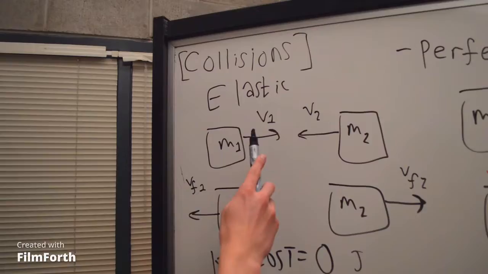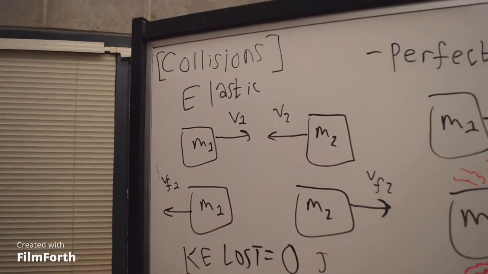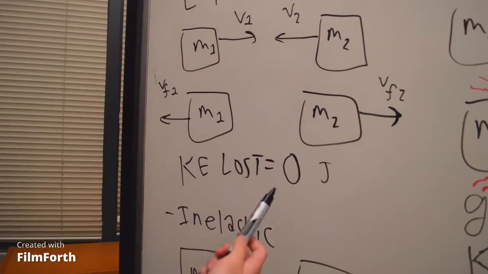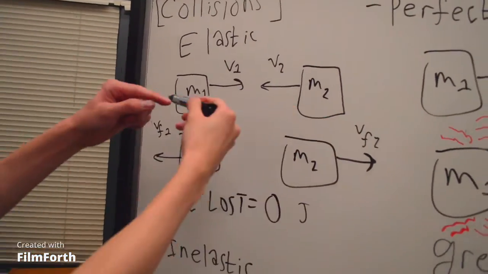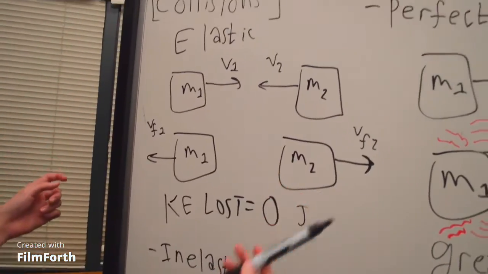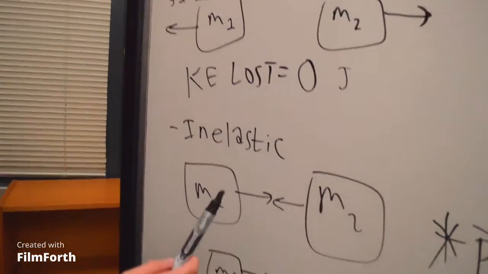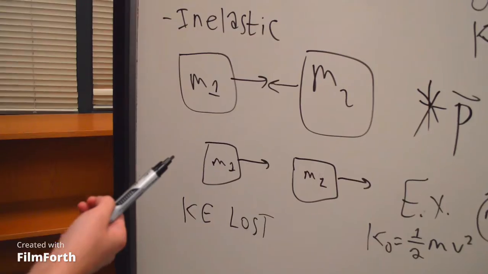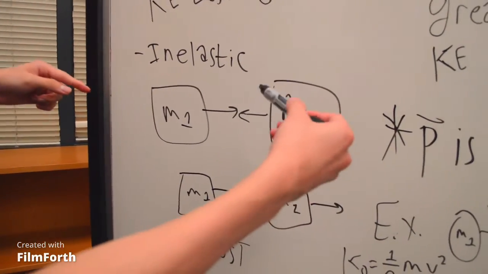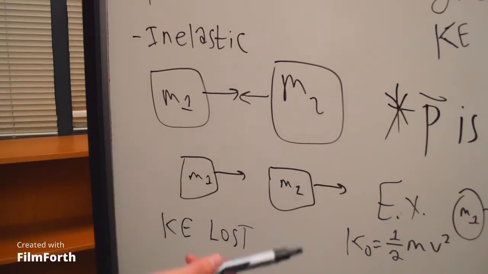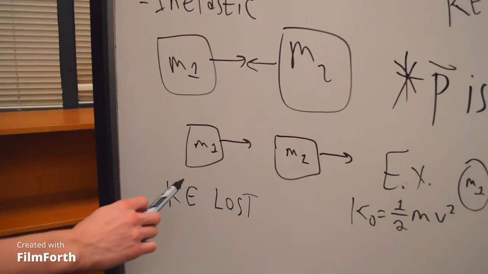In elastic collisions there's zero kinetic energy loss, hence you can see why I'm saying that it never happens in real life. What happens is the two masses go towards each other and then they bounce off in the opposite directions. So let's talk about inelastic now, which is the one that happens the most in real life. The two masses collide together and then they go in the same direction afterwards. So yes, there's kinetic energy loss.